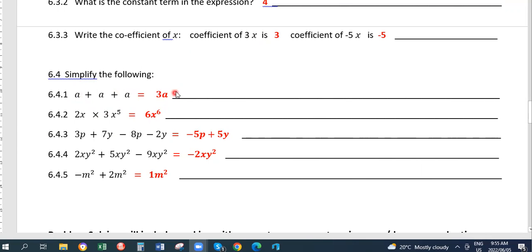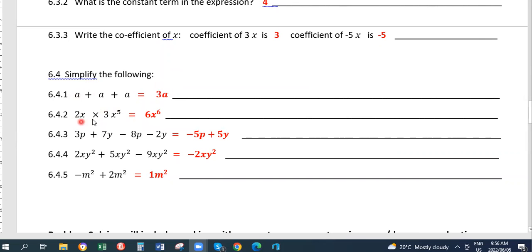It's 3 a's. Only when you see multiplication, then you consider changing the exponent value, because then we're using the rules for exponents. But when you're adding or subtracting, we do not interfere with the exponent value. Remember that. When you're adding or subtracting, do not change the exponent value. Like this is saying apple plus apple plus apple, you've got 3 apples.